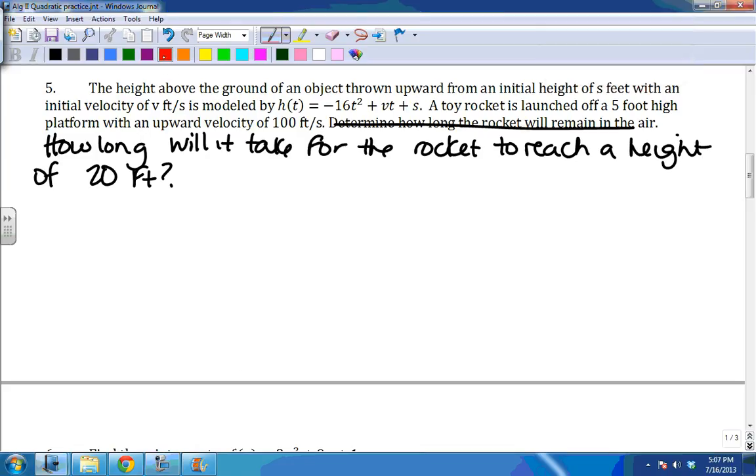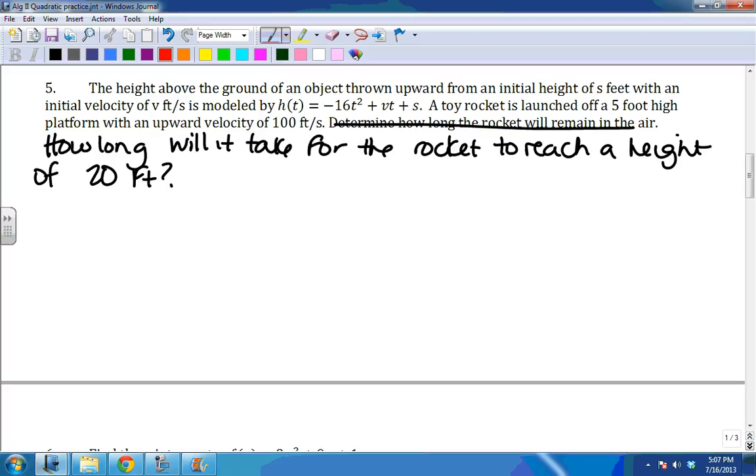We're going to look at our number 5 again, but we're going to change the question a little bit. The question was, how long will the rocket remain in the air? I changed the question to how long will it take for the rocket to reach a height of 20 feet, just so we can get an idea of how this changes the solving process.